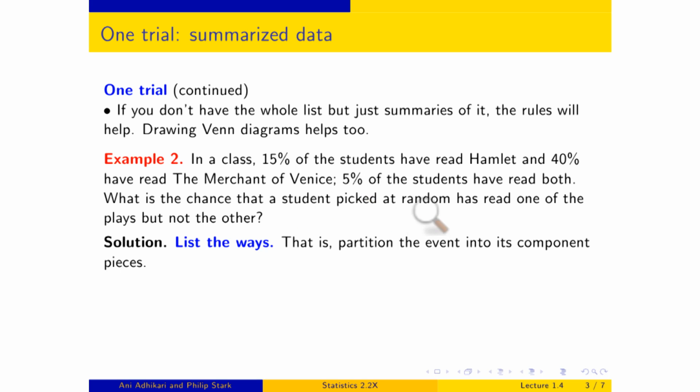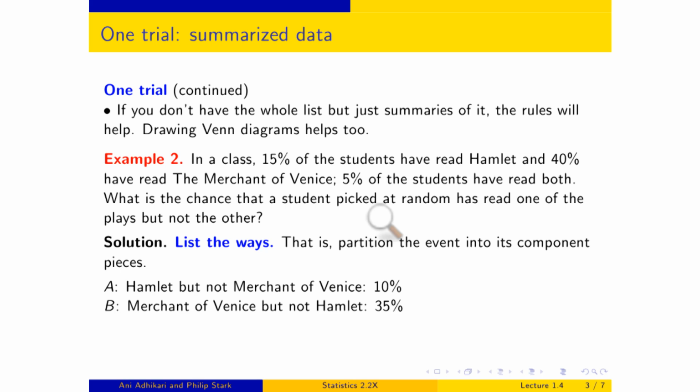So what is the chance that you are looking for? Well, if you think of chances as areas, you are looking for the area that's in Hamlet and not in the overlap, in Merchant of Venice, not in the overlap. And that is the partition that I'm going to do in words. The event A: they read Hamlet, but not The Merchant of Venice. Well, what proportion have done that? 15% of them have read Hamlet, 5% have read both, so it must be that 10% have read just Hamlet.